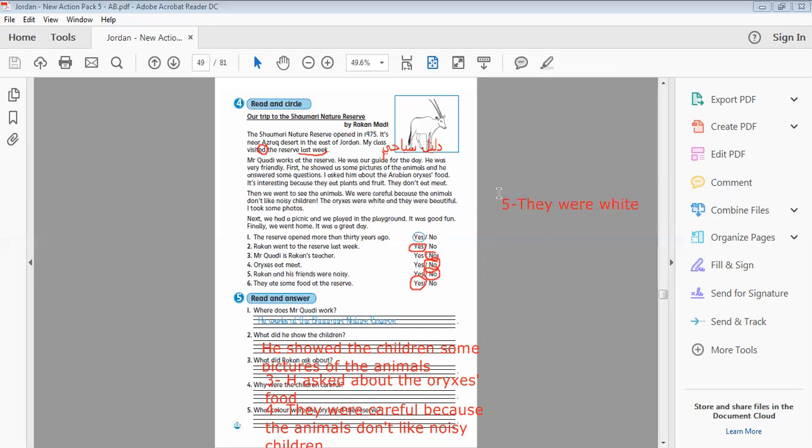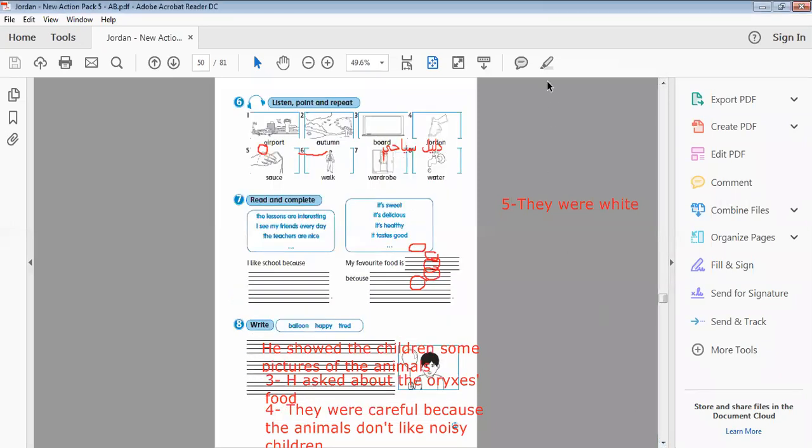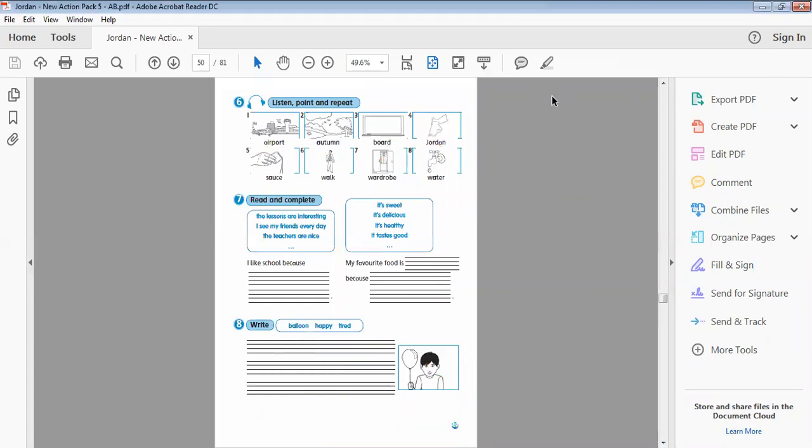Now let's move to exercise six. Listen, point, and repeat. Now listen to the audio, point, and repeat. Activity book, page 49, unit 12, exercise six. Listen, point, and repeat.